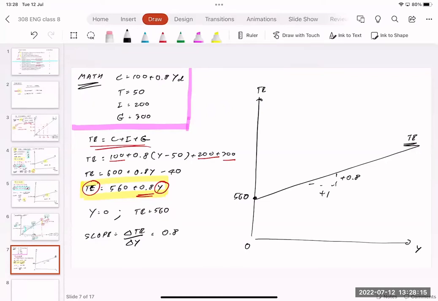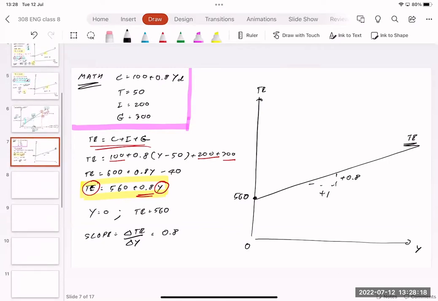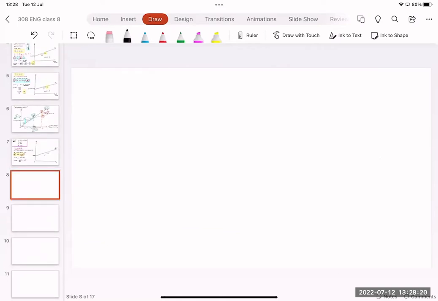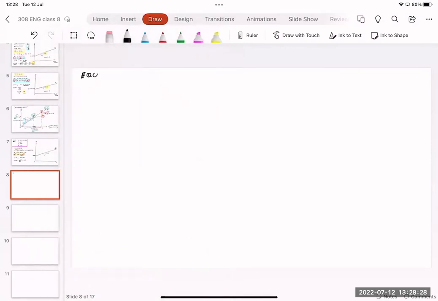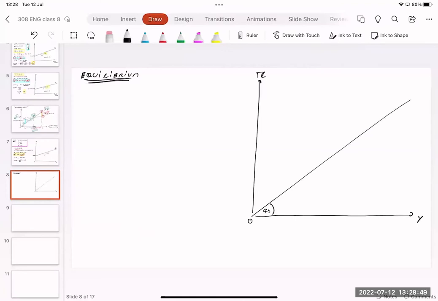After I can draw the total expenditure curve, the next thing I'm going to do is find the equilibrium point. So here is about calculating the equilibrium point. Let me show you on the graph first. Here, I have TE on the vertical, Y on the horizontal, and I have the 45-degree curve.